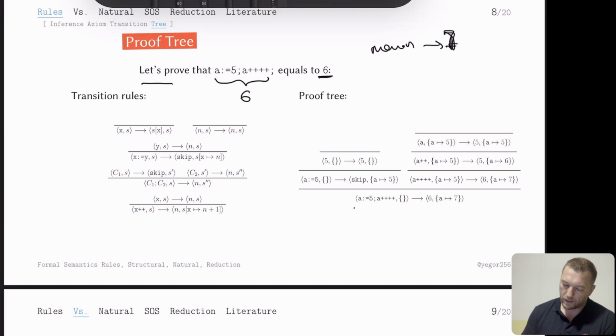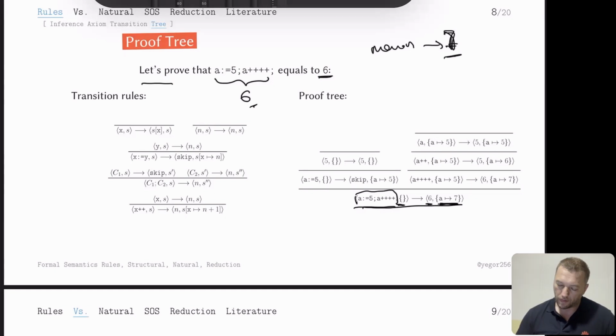So at the bottom, we say that this is our entire program, this command, semicolon, command, that the memory is empty, nothing in the memory, and we say that a transition will happen, so 6 will be returned, and in memory we will keep 7, just like I promised you, 7 and 6. This is my promise, now I'm trying to prove it.